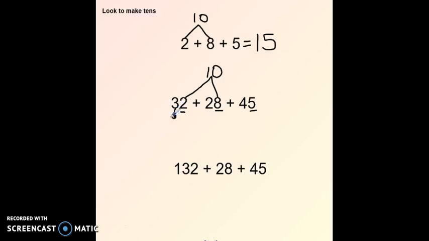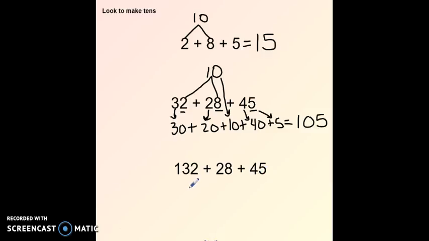So here, the 3 here is a 30, plus this 2, which is 20, plus the 10, plus the 40, plus the 5. And if we add it together, we have 30, plus 20, which is 50, plus 10, which is 60, plus 40, which is 100, plus 5, which will give me 105.